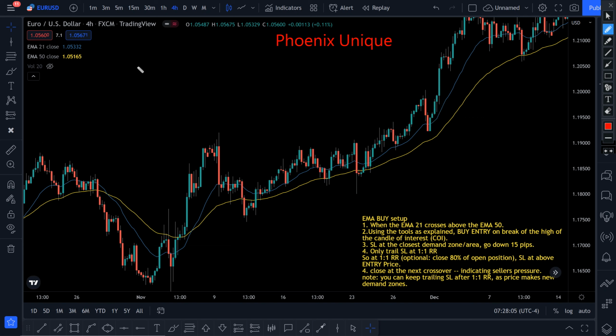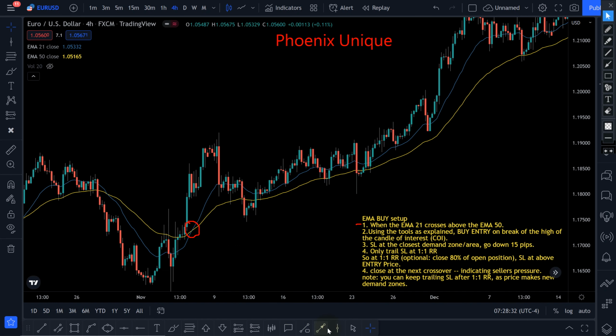Okay. We are still discussing EMA. So we are going to do the combined version this time, okay? The combined version. One, for a buy setup, you look for a crossover, where your EMA 21 crosses above your EMA 50. Here you have a crossover.